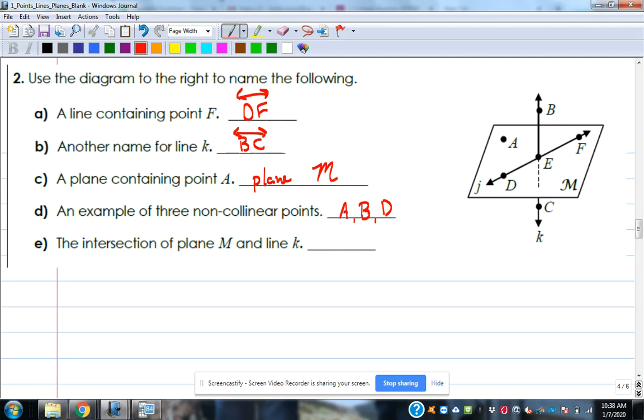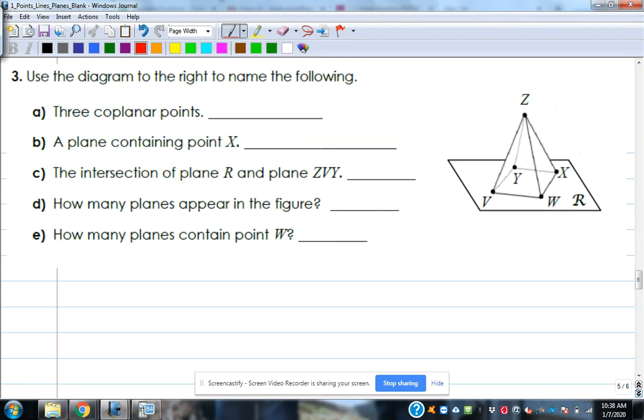E, the intersection of plane M and line K. Point E. So the intersection of a line and a plane is a point. So really easy to look at there. All right, let's go on to the next one. That weird looking picture there.